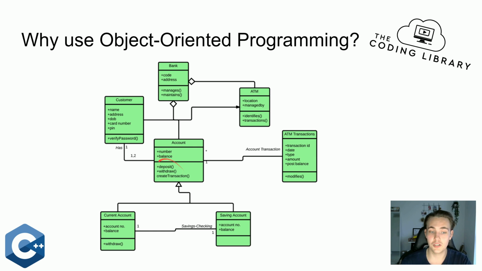And then this account here is somehow known by the customer here. So a customer can have an account, or in this case you can have one or two accounts. And then the customer here is inside of one bank, so the bank class here should know the customer class here, and then the customer class is connected to an account class.